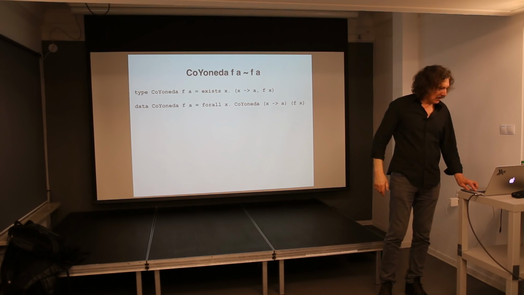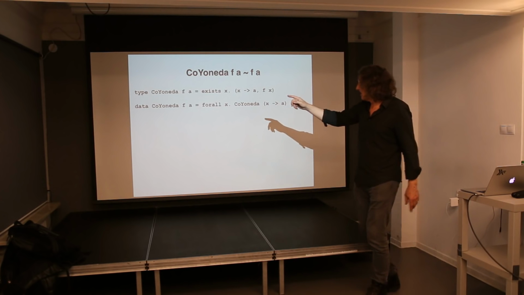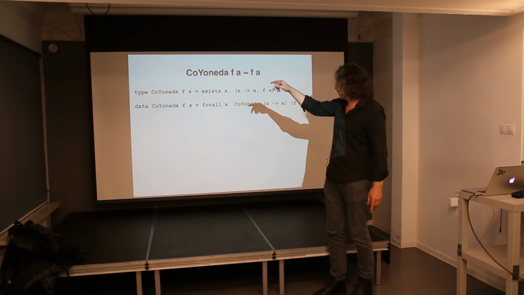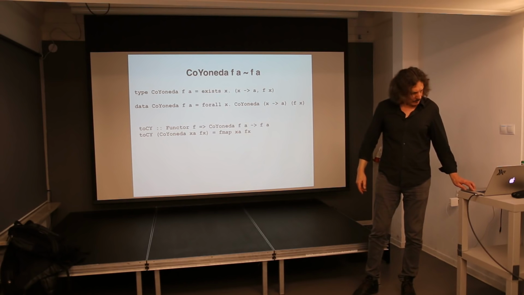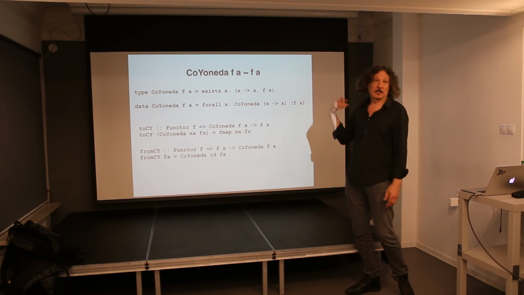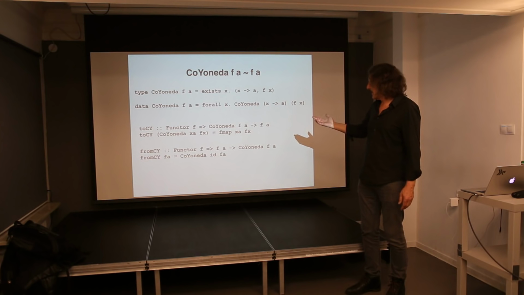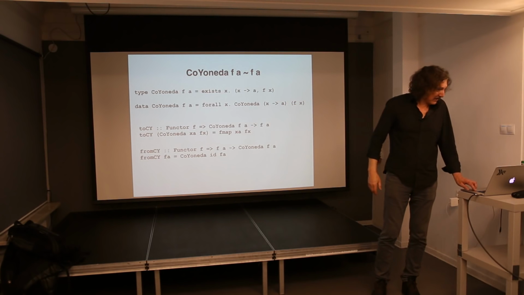So this is a translation. This is an existential quantification. Like this is actual Haskell, right? This is the constructor co-Yoneda. Okay. And you prove it by showing these two functions back and forth. Again, what I said, right? You fmap xa over fx, right? That's the only thing you can do.